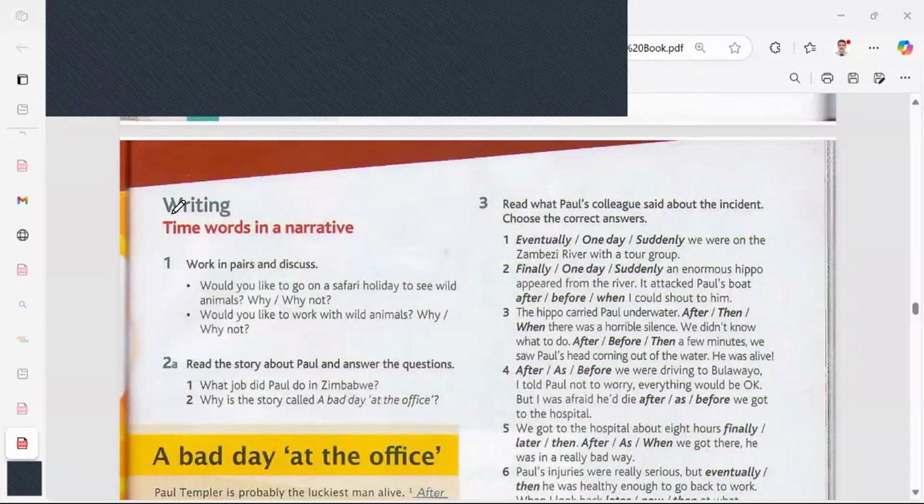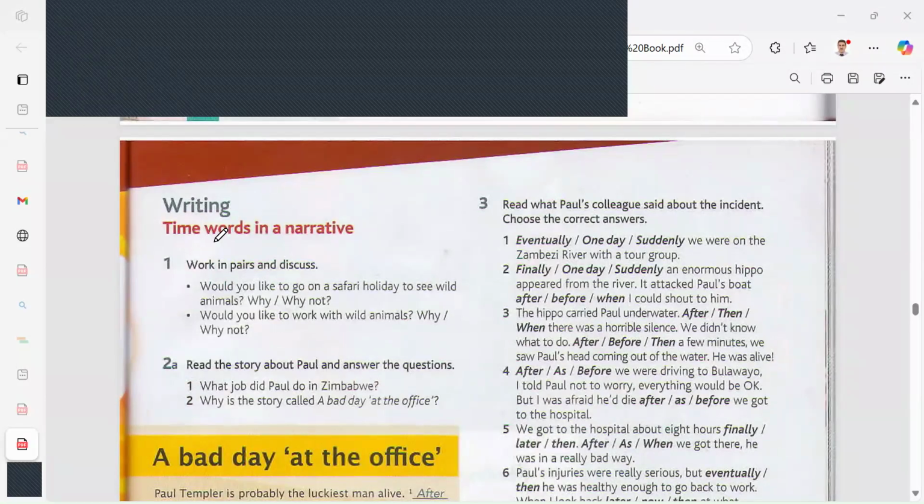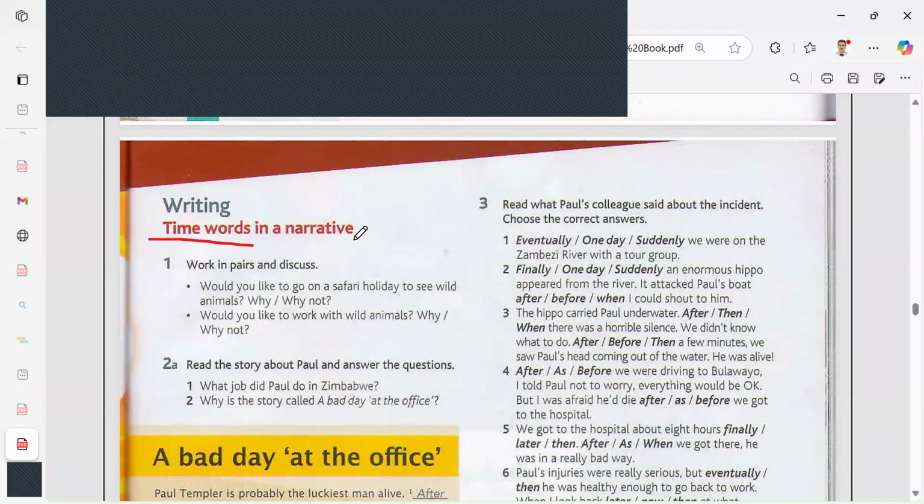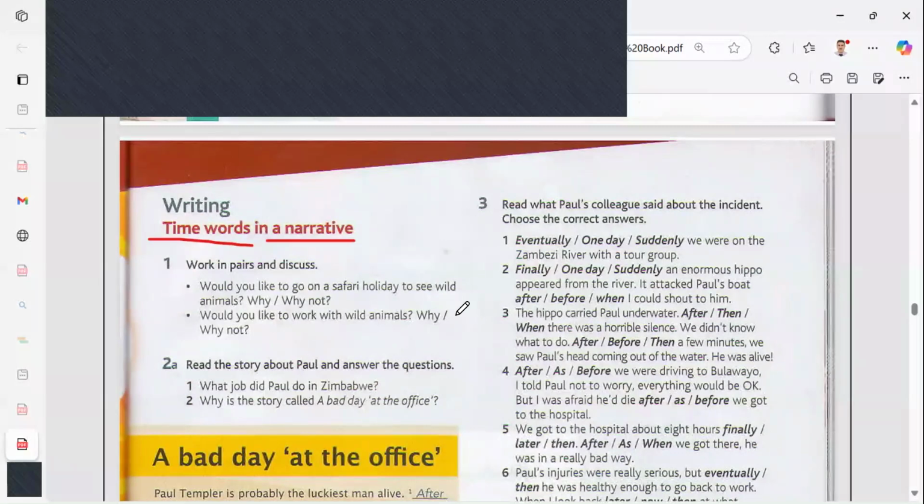So in this part, as you mentioned, we need to focus on how to use time words in a narrative. Narrative means a story, a short story, right? So let me ask you some questions before we start.